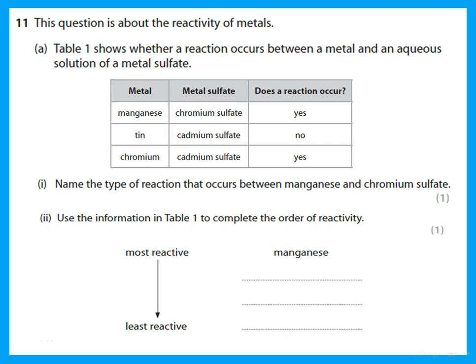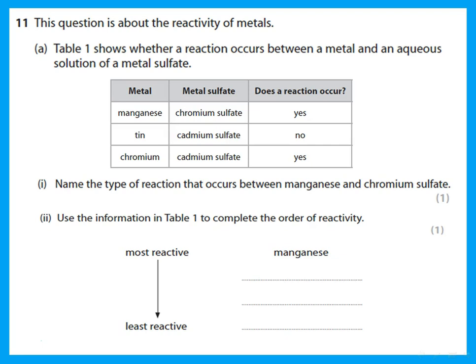This question is about reactivity of metals. Remember that if a metal reacts with the solution of another metal or the salts of another metal, that means the original metal is more reactive. So if manganese with chromium sulfate reacted, that tells me that manganese is more reactive than chromium. Then he did tin with cadmium sulfate, it did not react. If it did not react, that means it is the cadmium that is more reactive. Now, chromium with cadmium reacted, and that means that chromium is more reactive than cadmium.